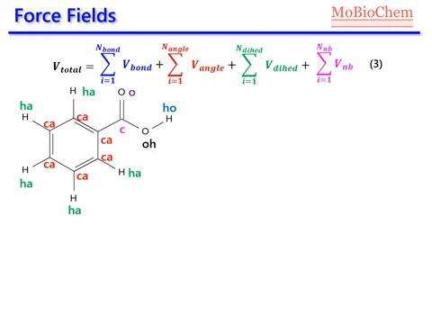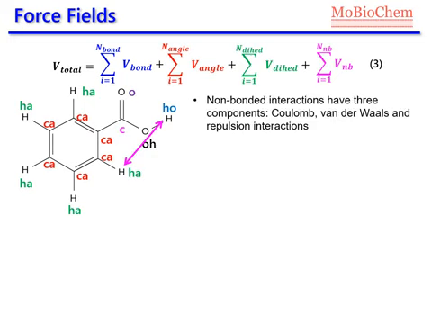Now let's have a look at the last term, the non-bonded potential term here in equation 3. For example, this is the interaction between these two atoms, which, remember, are separated by more than 3 bonds. Usually non-bonded interactions have 3 potential components. We will have a Coulombic interaction, we will also have van der Waals interactions, and finally repulsion interactions.